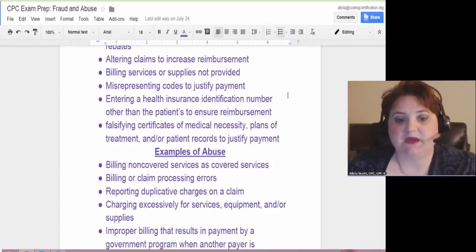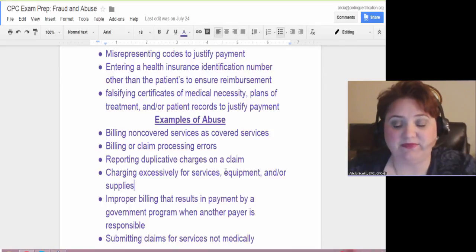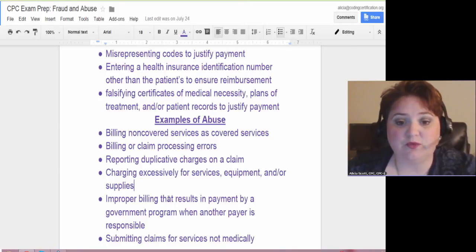Examples of abuse: billing non-covered services as covered services, billing or claim processing errors, reporting duplicative charges on a claim, charging excessively for services, equipment, and or supplies. Now, charging excessively, that means that, you know, how you always hear, well, if you go to the hospital, you'll have to pay $10 for an aspirin. Well, you know, they can justify those, but let's say you go to the doctor's office and he gives you an aspirin and then they charge you $20 for the service of giving that, that's being excessive. You've got to be able to prove your charges.